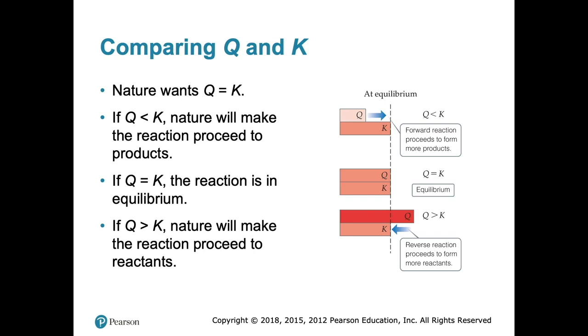So let's remember the takeaway message here. If Q is less than K, then more products are going to be made. If Q is equal to K, you're at equilibrium. If Q is greater than K, then more reactants are going to be made. You're going to go the opposite direction.